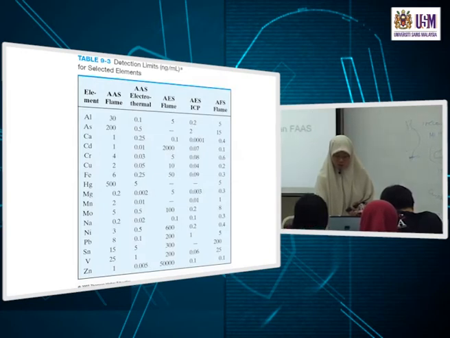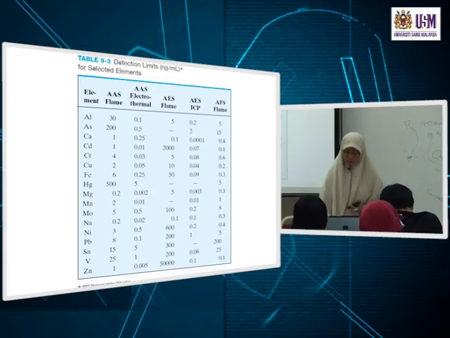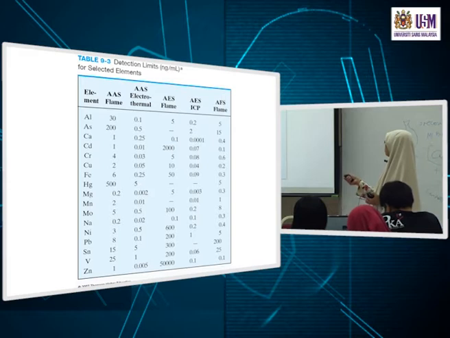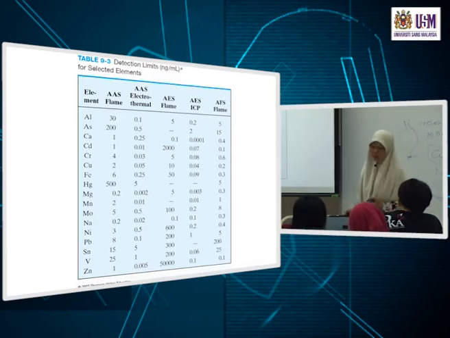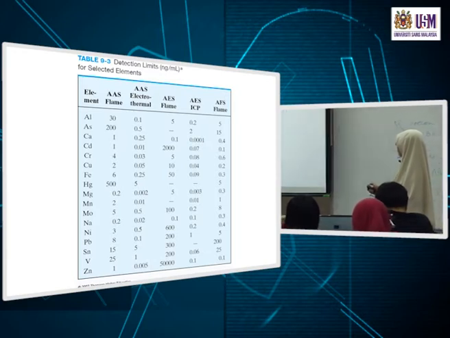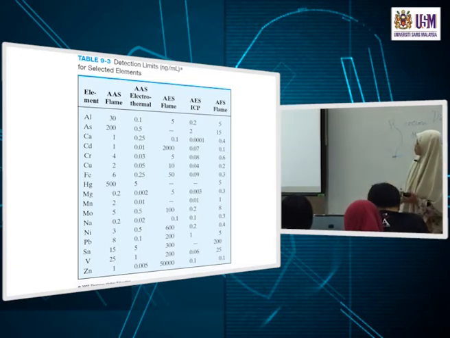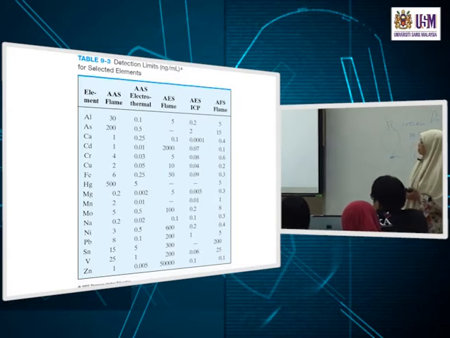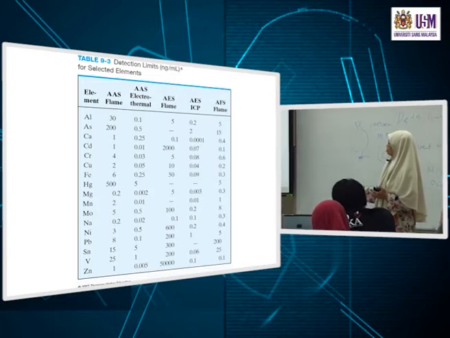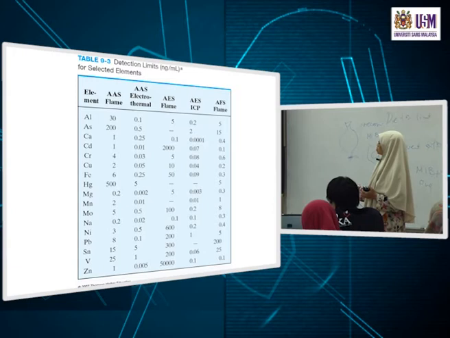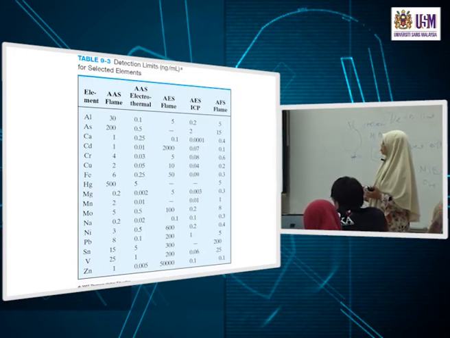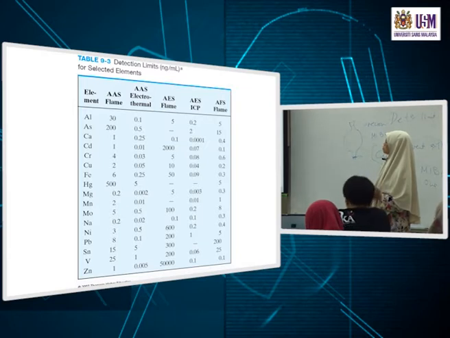Just to show detection limits, here you can see it again. We have done AAS for flame and non-flame, electrothermal, graphite, that's what it refers to. And this is the next thing that we will see, if we look at one particular element. Let's say cadmium. With flame, detection limit is 1 ppb. Graphite, you can go lower, 0.01. ICP, which we will do, is emission, 0.07, not as low as graphite, and atomic fluorescence, which we will not do, is 0.1.